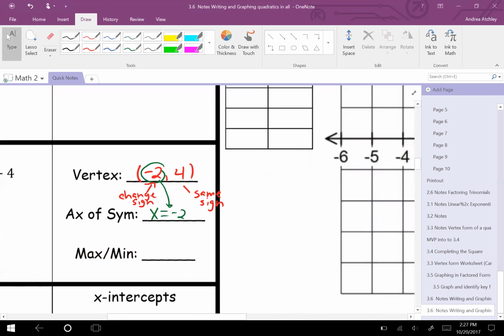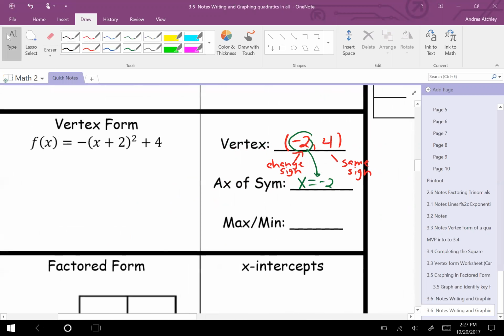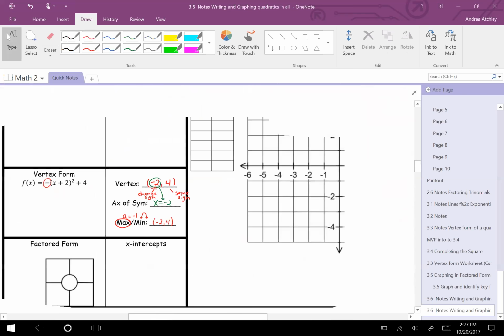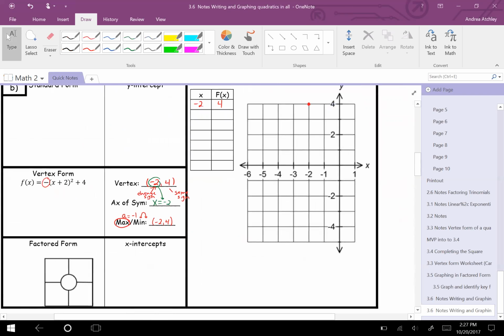Then we look at the a value. The a value is right here. a equals -1. That means my parabola is facing down. So this is a maximum. So my vertex is a maximum. Okay, then we can graph the rest of this. I like having it in vertex form. I think it's much easier than anything else.